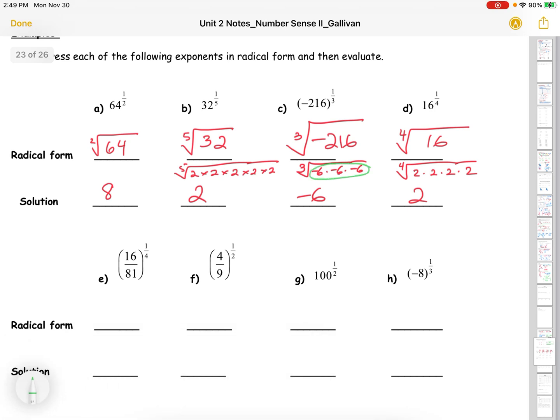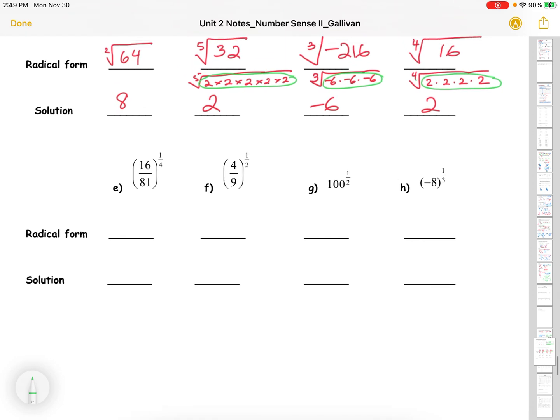Remember, when it's a cubed root, you're looking for triplets. When it's a 4th root, you're looking for groups of 4. When it's a 5th root, you're looking for groups of 5. Okay, it's the same rules that we did for squaring and cubing. We now just have more numbers.